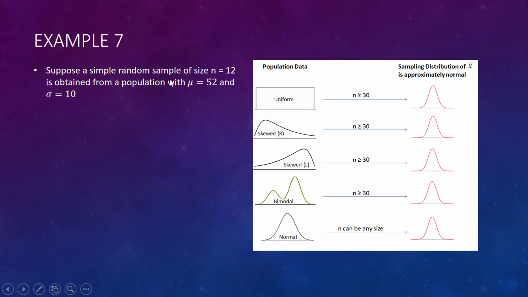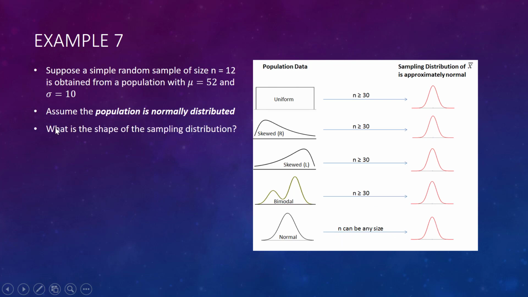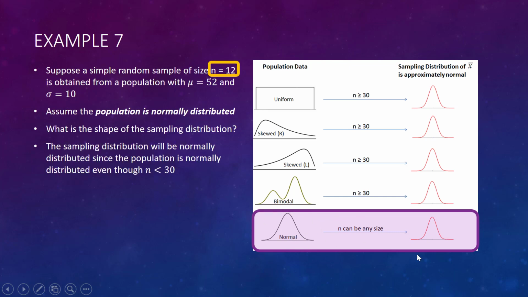Suppose a simple random sample of size n equals 12 is obtained from a population with mean 52 and standard deviation 10. Now we're going to assume that the population is normally distributed so that we can apply this model. What is the shape of the sampling distribution? Using this guide, since the population itself is normally distributed, we can assume that the sampling distribution will also be normally distributed. Even though our sample size is less than 30, it's okay because our population is normally distributed.